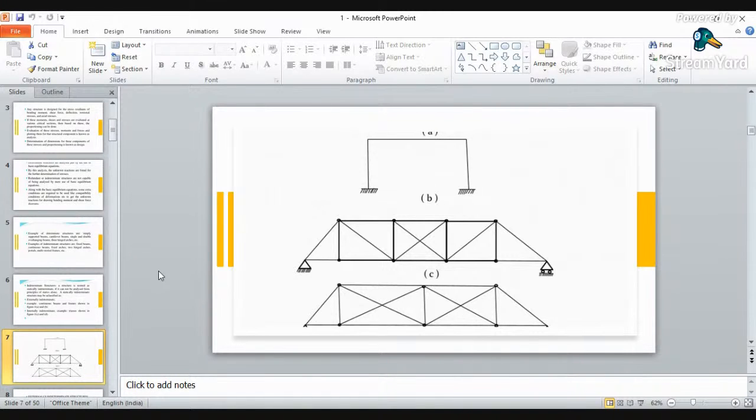Okay. Again, if you see a residential building, all the members like beams, columns, slabs are fixed with each other. So they definitely have more unknown reactions than the equilibrium equations, which is 3. Hence, they are statically indeterminate structures.